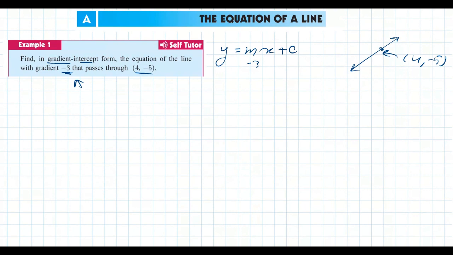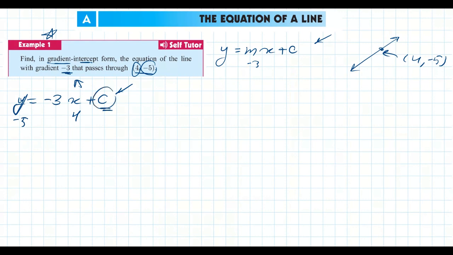We can solve this question using more than one method. Let's deal with the gradient-intercept form method. Then y equals mx plus c. Instead of m, which is the gradient, you're going to put -3, then x plus c. Now you need to find the value of c, which is the y-intercept. You're going to substitute x by 4 and y by -5, and then solve for c.